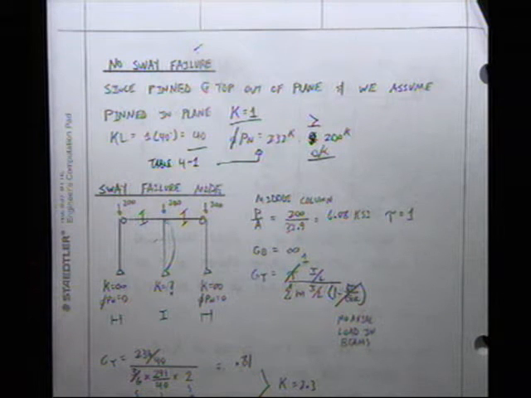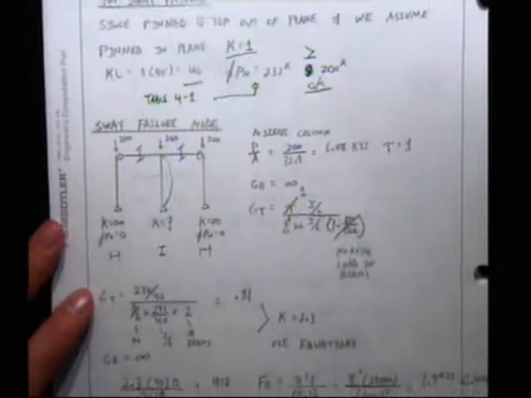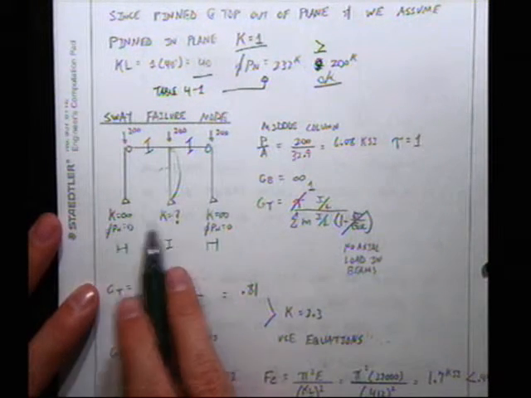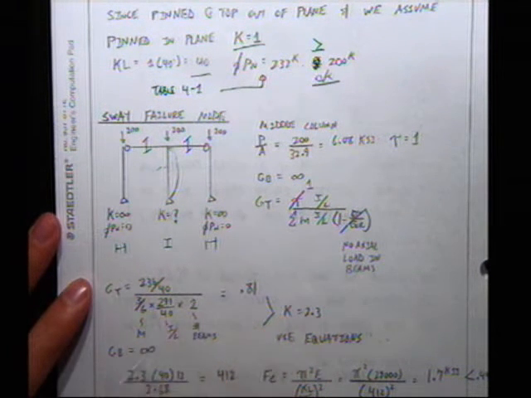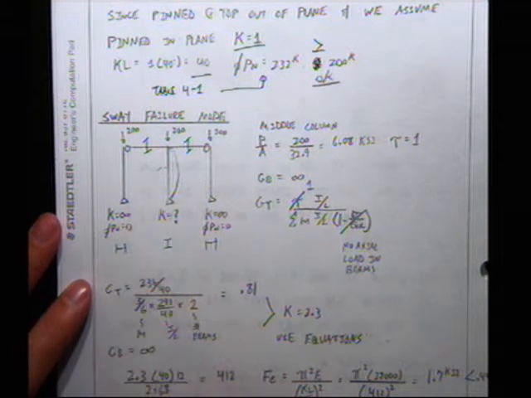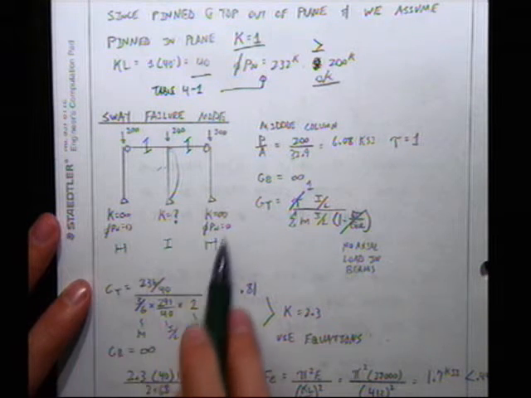Therefore, we're okay, right? It's not going to fail as an individual. So what's next? Sway capacity, the group failure. Now I start to look at each one of these columns, and it highly matters how these columns are oriented.